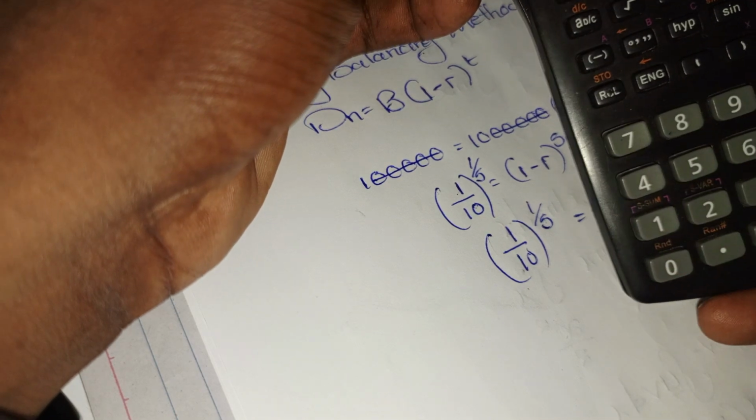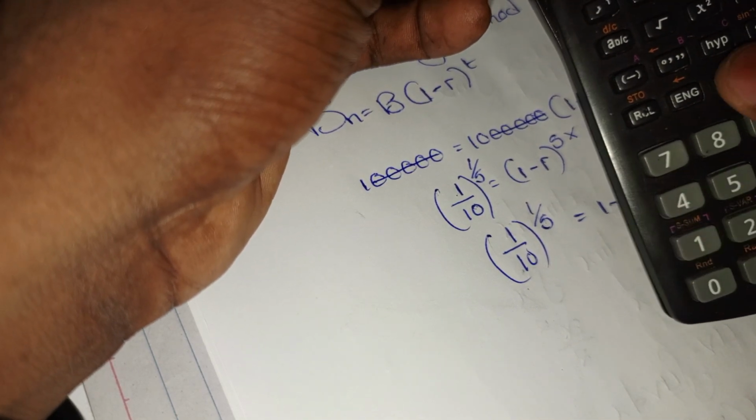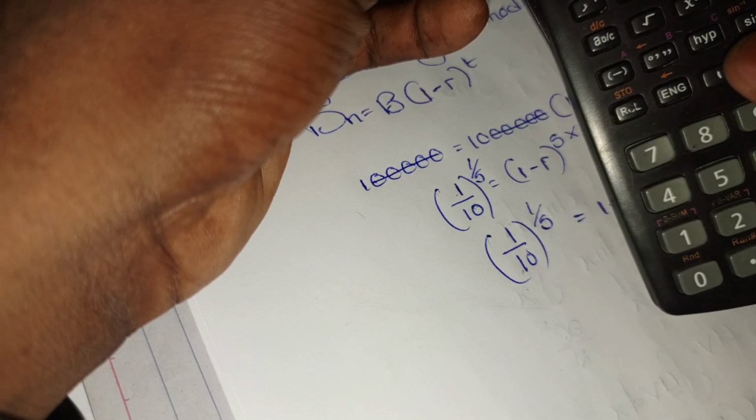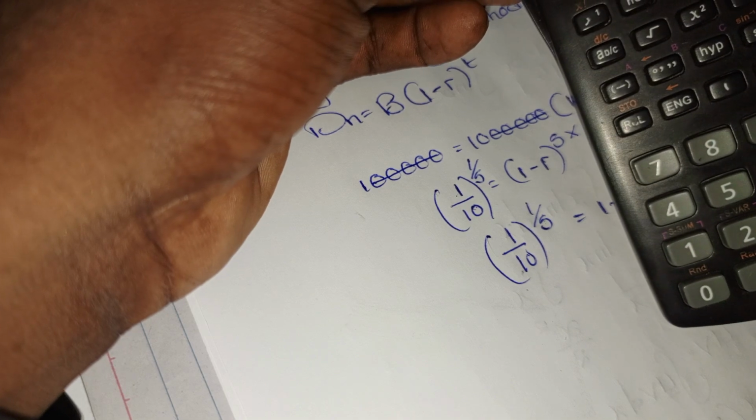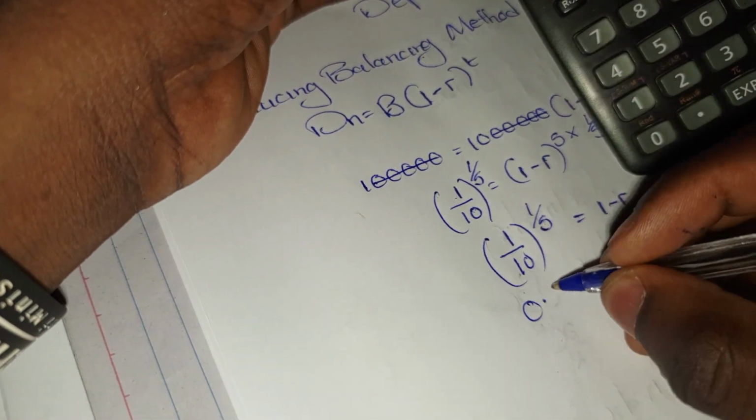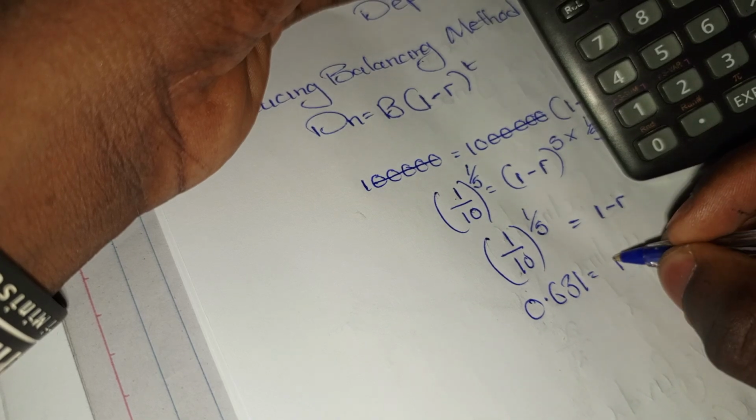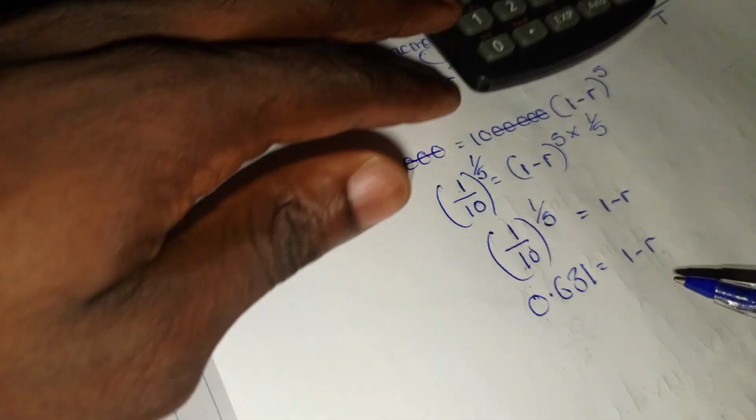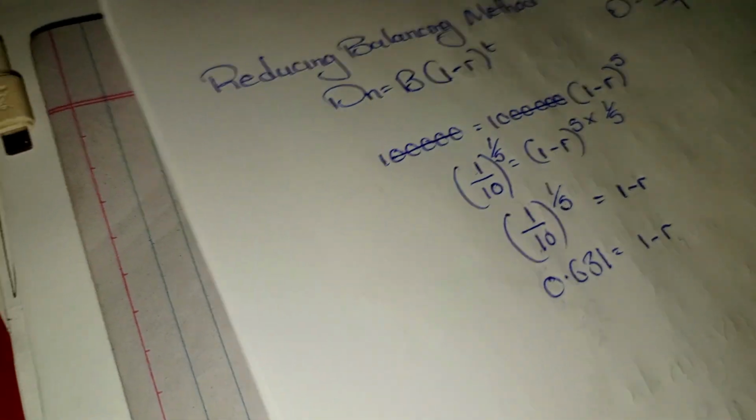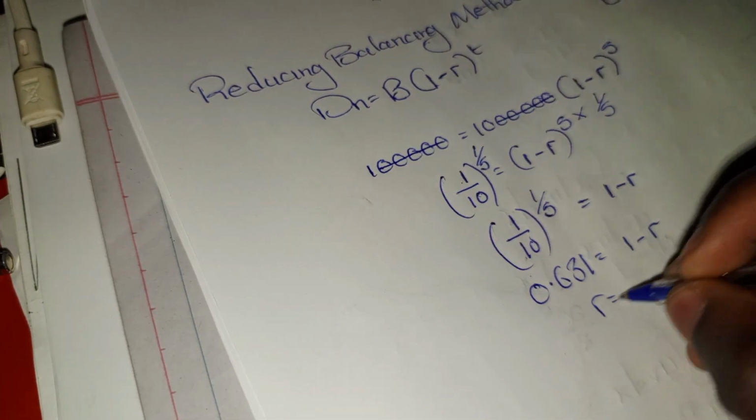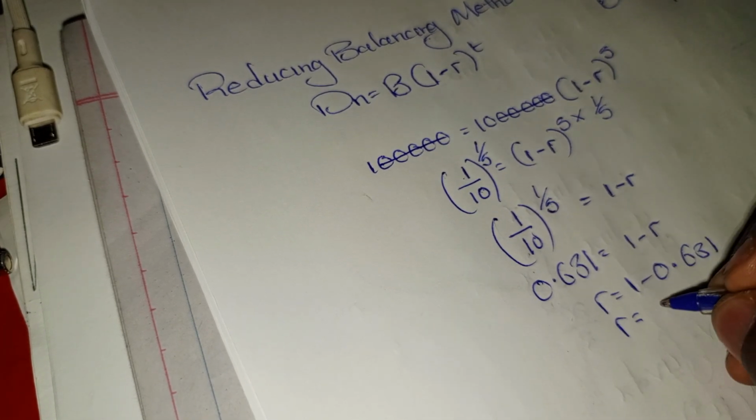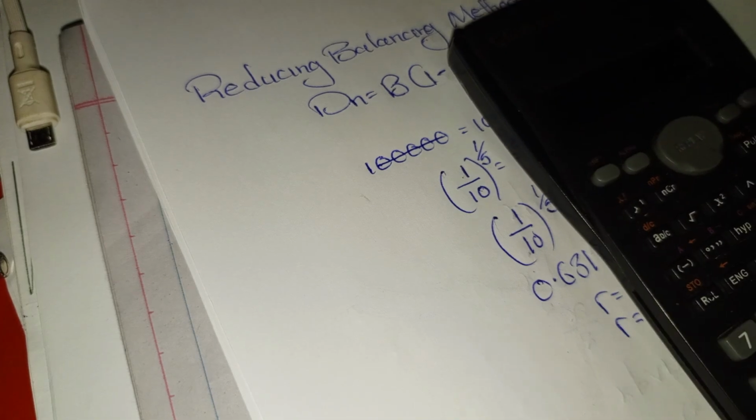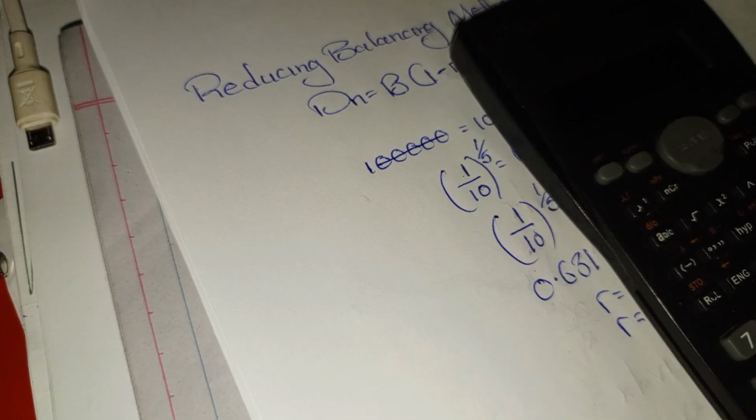So this side will have 1 minus R. If we punch 1 over 10, we say open bracket, 1 divided by 10, to the power 1 over 5. And we have our answer to be 0.631, which is equal to 1 minus R. So we are interested in finding the value of R. We just group our like terms. So R is equal to 1 minus 0.631.